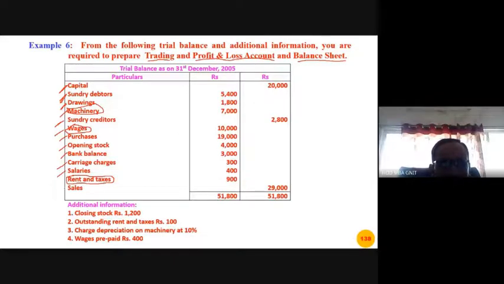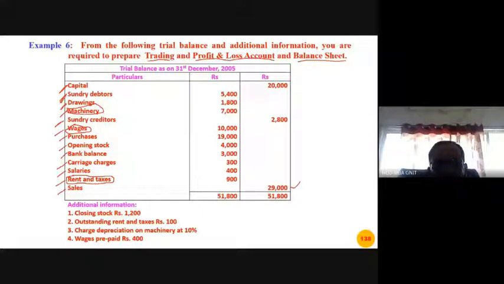Yes, next is sales. Rent and rate taxes we have taken already. So sales. Sales is income. So it is to be shown on the credit side of the trading account as the first item. Net sales. Generally, sales are given in the credit column. Sales returns are given in the debit column. This is the most important thing you have to understand. Purchases appear in the debit. Purchase returns appear in the credit. Sales appear in the credit column and sales returns appear in the debit column.